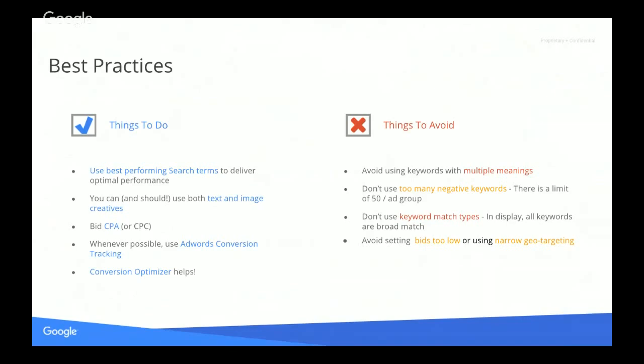Things that you should avoid. Avoid using keywords which could mean multiple things. Don't use too many negative keywords. Let's keep it to a limit of 50 per ad group. Don't use keyword match types. In display, all the keywords will be treated as broad match. Avoid setting bid too low or using narrow geo-targeting.